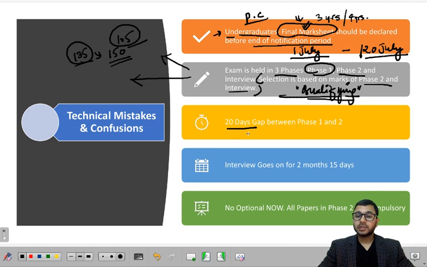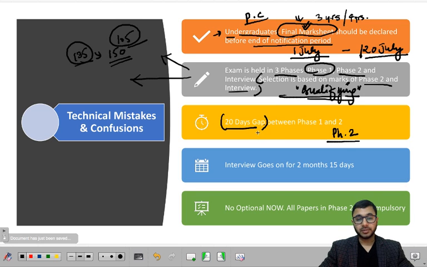The third is there is a 20 days gap between phase 1 and phase 2. That needs to be kept in mind. Phase 1 और phase 2 के बीच में a gap of 20 days. So your phase 2 preparation has to be done beforehand, before you go for phase 1, because in these 20 days you will not be able to cover the majority of the syllabus.